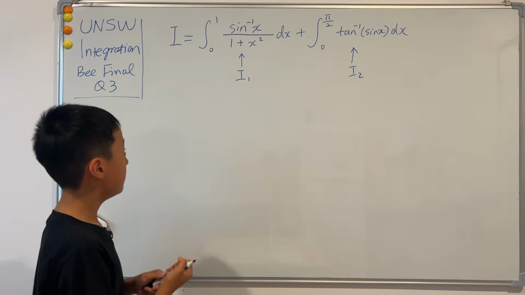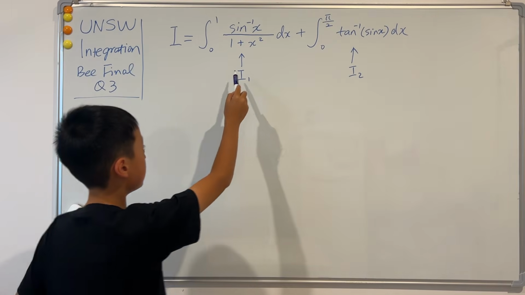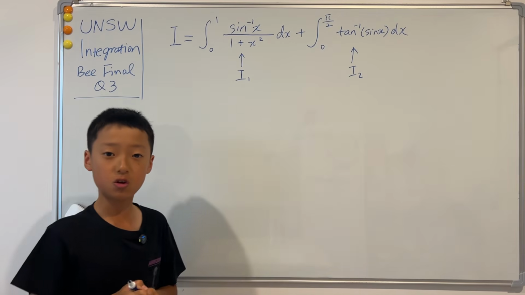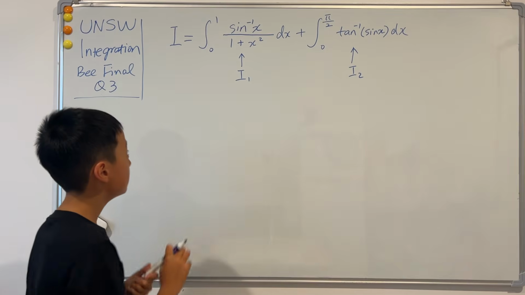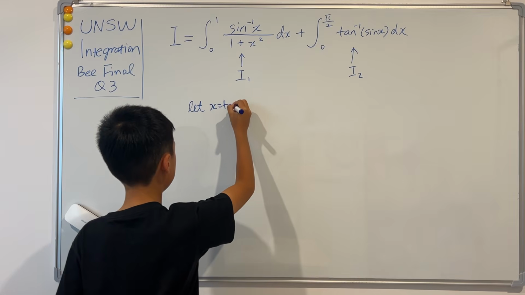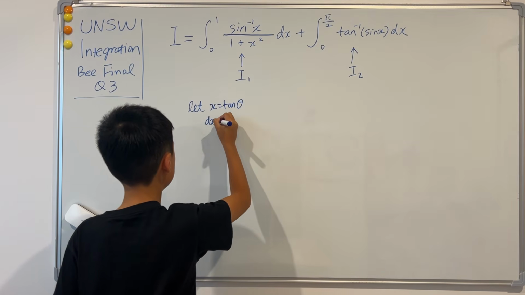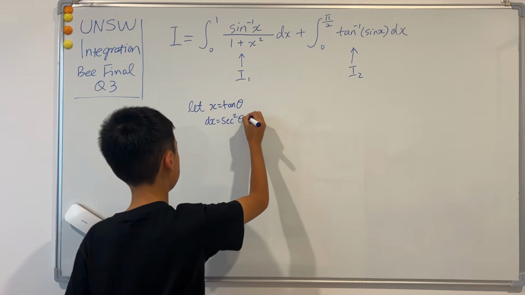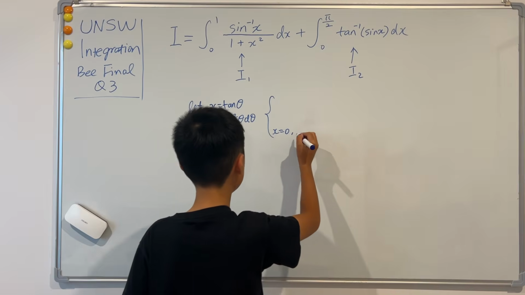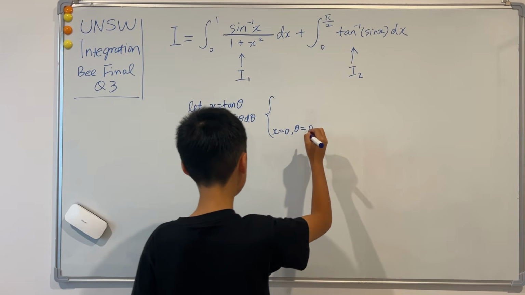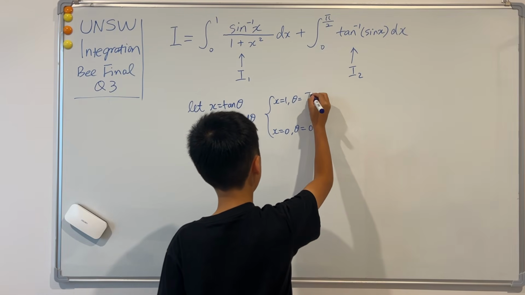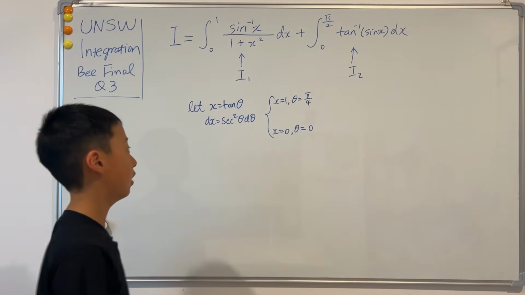So, like I said, for I1, we let x be tangent theta. So it's actually a trig sub. So why don't we do that? If we let x be tangent theta, then dx will be sec squared theta d theta, and we can do the bounds. When x is 0, theta will be 0, and when x is 1, theta will be pi over 4, because tangent pi over 4 is 1.